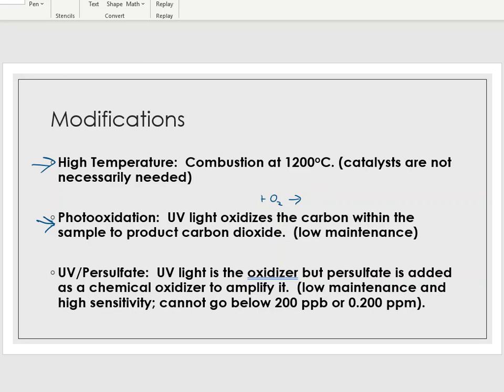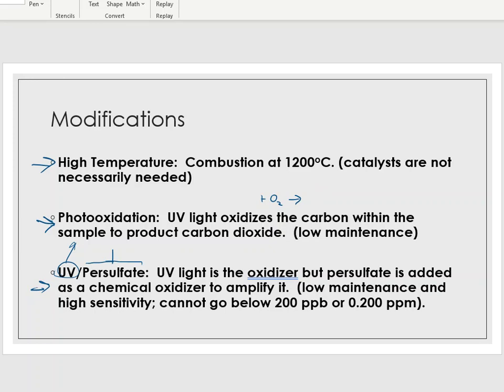The next one that's on the screen is a UV persulfate TOC instrument. And the UV and the persulfate, it kind of combos both of these ideas together. The UV portion, that is the oxidizer, just like it was up here with the photooxidation, but this time they are adding persulfate to this. And persulfate is just an extra oxidizer. That way they can ensure that they really are oxidizing everything on the inside of that sample. Again, it's very low maintenance. There's not a lot that goes to this instrument.